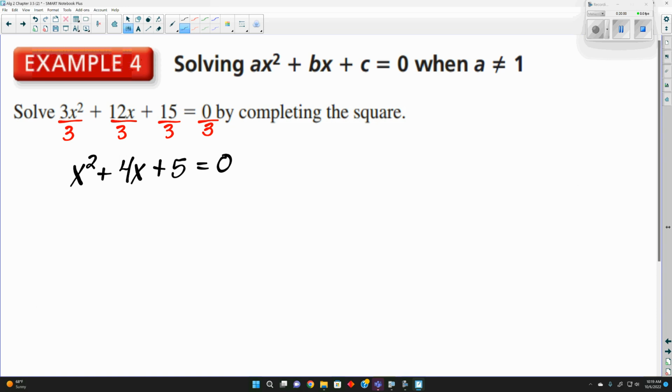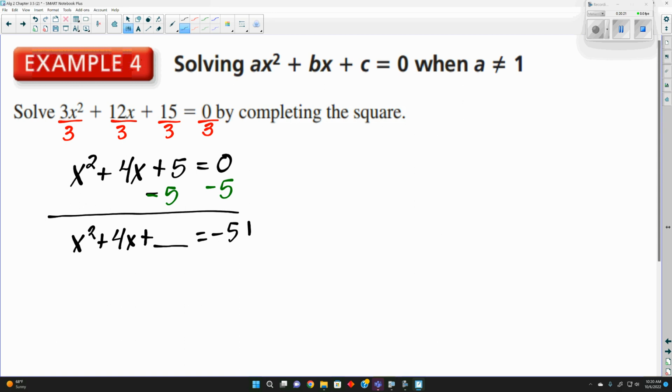So, okay, step 1, do we have it finished? Yes. Step 2, get the constant terms by themselves. So we can subtract 5 from both sides, which will tell us that we have x squared plus 4x plus blank is equal to negative 5 plus blank.